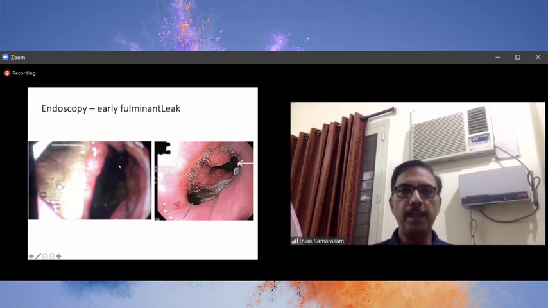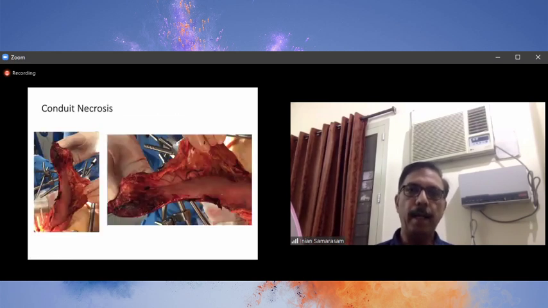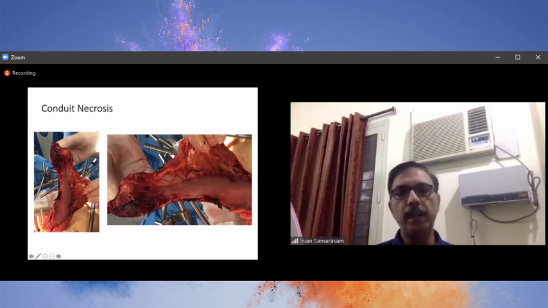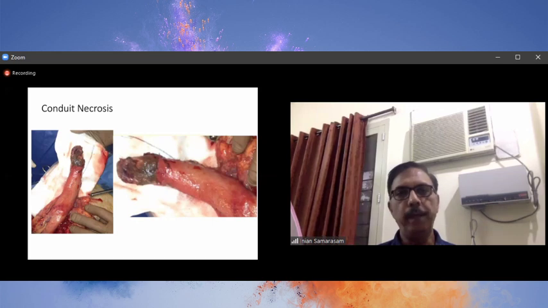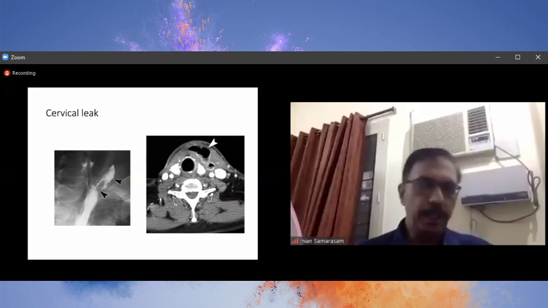This was one of our patients, quite a few years back. And you can see that there is some necrosis here, some ischemia in the conduit. And we had to go back in and take this down. And you can see that this is not going to get better with conservative management, whatever you do. And this is another instance where there is conduit necrosis in the neck. So that is the more serious part of it.